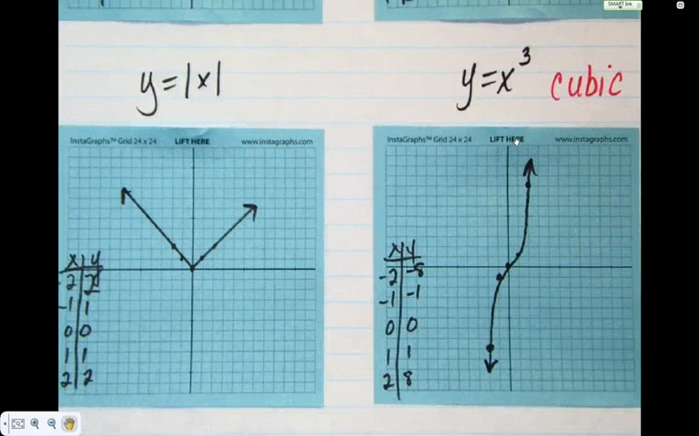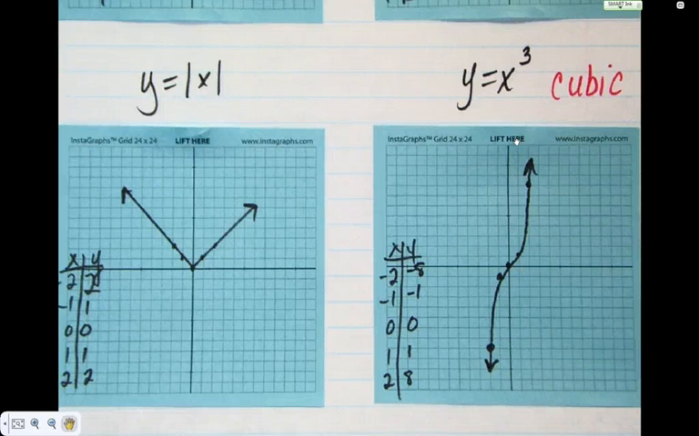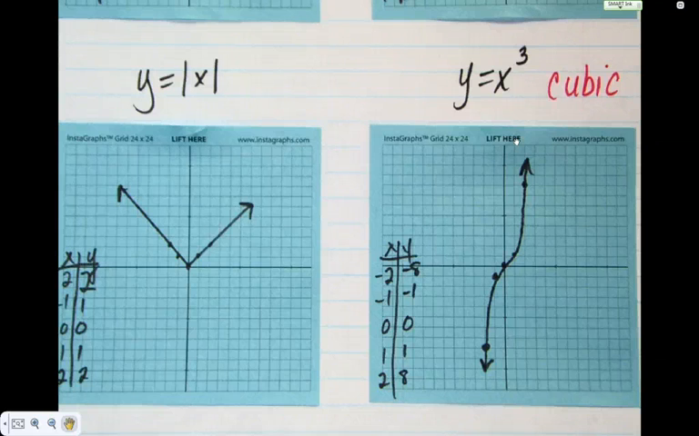Don't forget arrows on the end, just like the parabola or the absolute value or the square root. They go on forever. Turn and tell someone what you think we're going to call this. Turn and talk to each other. Turn and talk. I know it's scary.